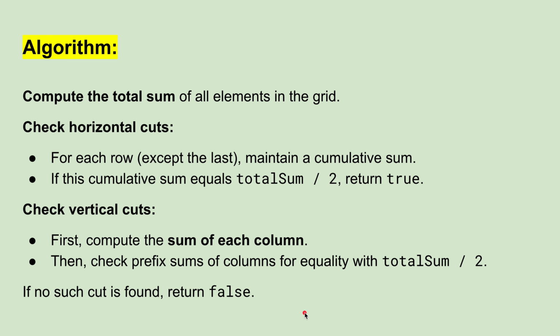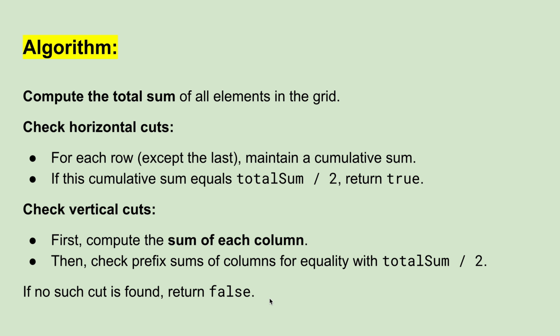So if you talk about the algorithm, we will compute the total sum of the elements in the grid. Then we'll check the horizontal cut. For each row except the last, maintain a cumulative sum. If this cumulative sum equals total sum by 2, then we'll return true. Otherwise, we'll check the vertical cuts. First, compute the sum of each column, then check the prefix sum of columns for equality with the total sum by 2. If no such cut is found, return false.